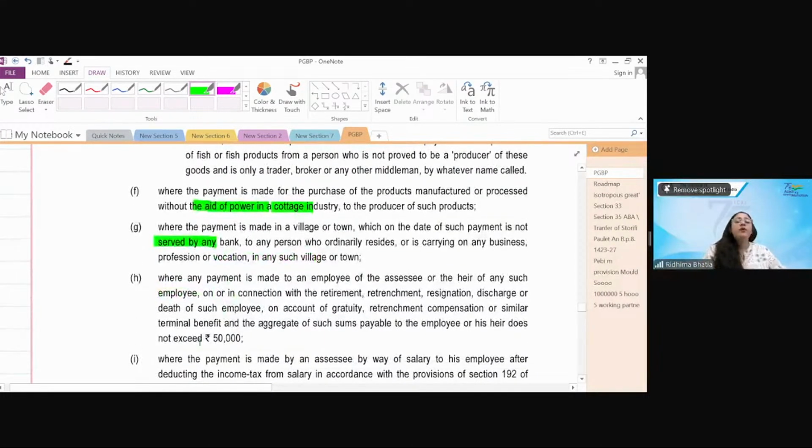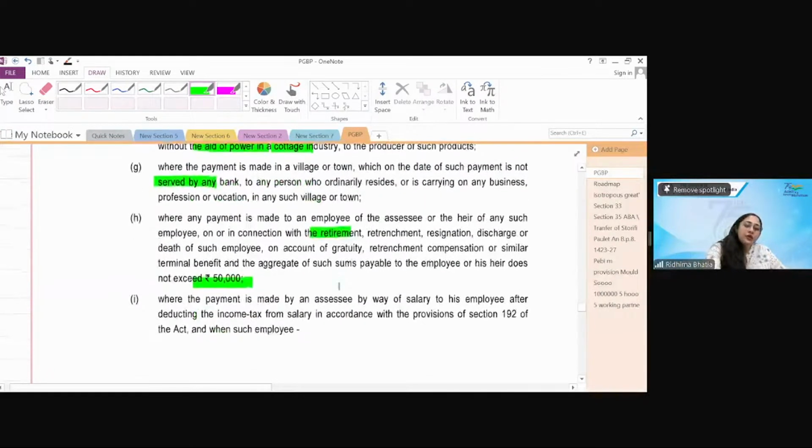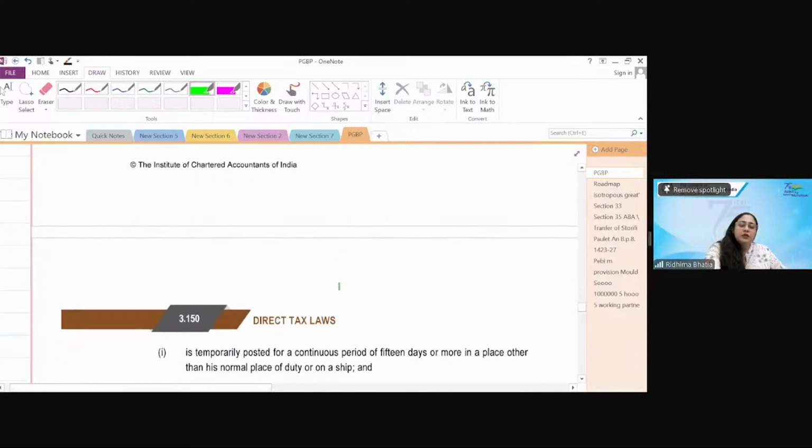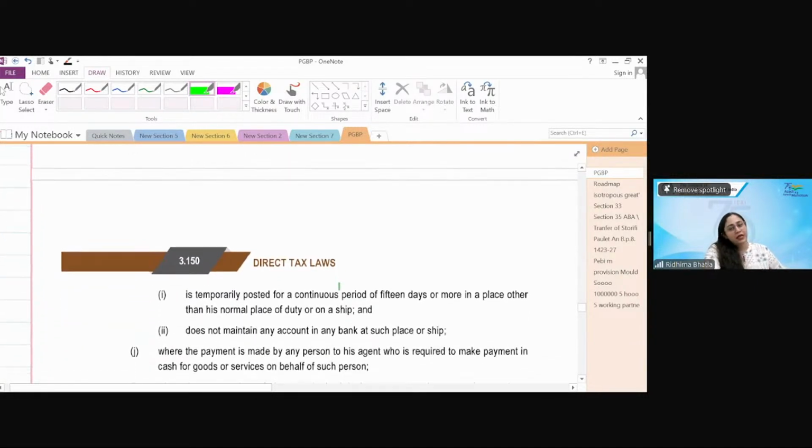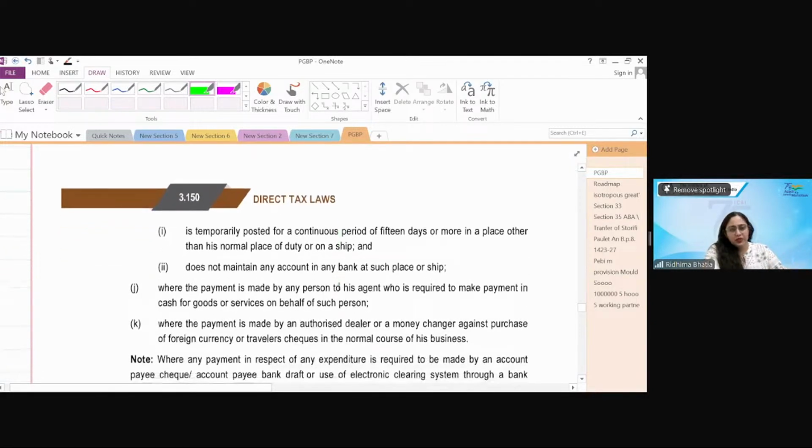If I'm making any retirement benefits payment up to 50,000 to an employee, that is allowed. If I'm making payment of salary to a person who has been temporarily posted on a ship or into any place where there is no bank account, I can make the payment. You will see all these are very genuine situations. And if I'm making payment to my agent who is to do all such cash payments which we have discussed, that is allowed. Or if I'm making payment to any authorized dealer, then currency has to be given in cash to get the money, right? So that is allowed.